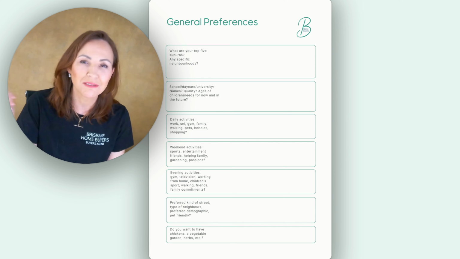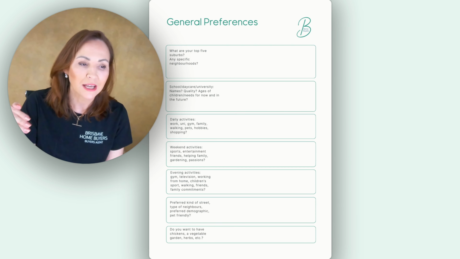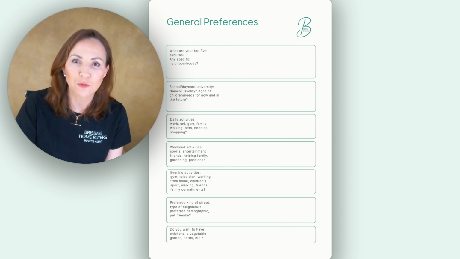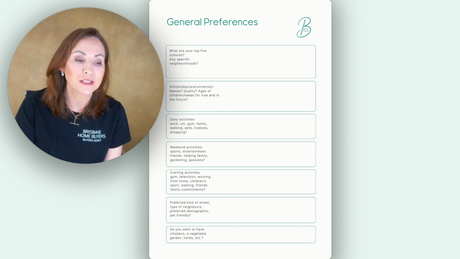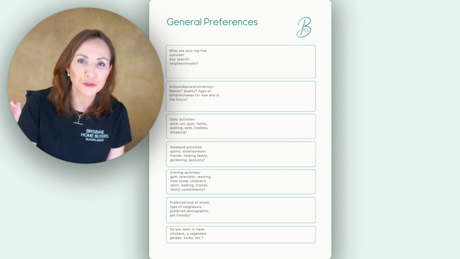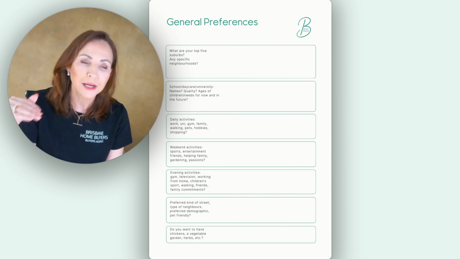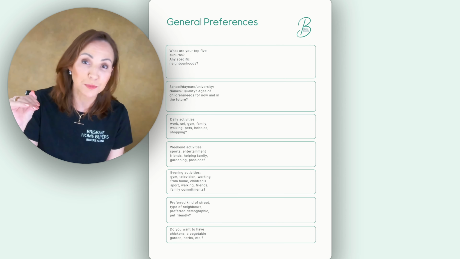Weekend activities. What do you love to do on the weekend? Evening activities. What do you do in the evening? Some people love to go for a nice long walk in the evening. Other people like to just sit down and watch television. Other people like to catch up with friends. Lots of different things that you could be doing in the evenings. What's your preferred kind of street, type of neighbour? I need you to answer these questions, please.